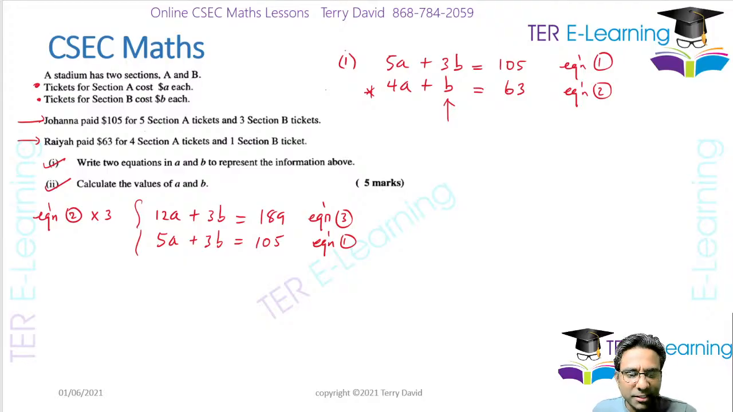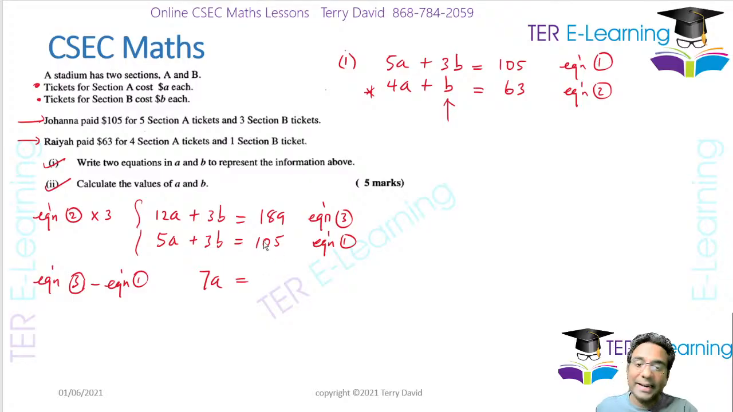All right, so I see somebody say subtract. Yeah, that's what we're going to do. We're going to subtract in order to eliminate. So we're going to say my third equation minus equation 1. So 12a minus 5a is going to give me 7a, and 3b minus 3b, so the b's disappear. So this method is called elimination, guys. And 189 minus 105, that's going to give me 84.